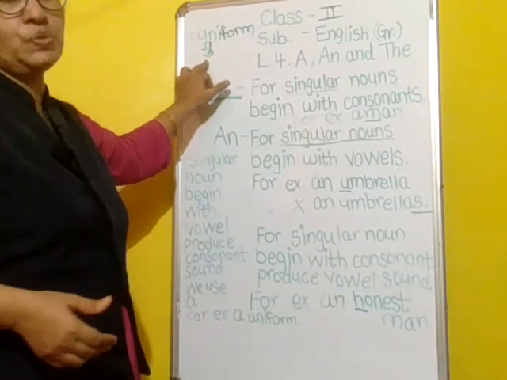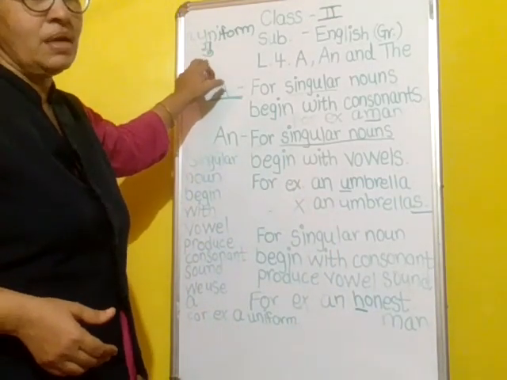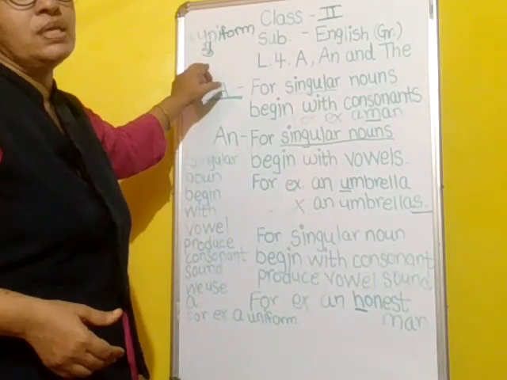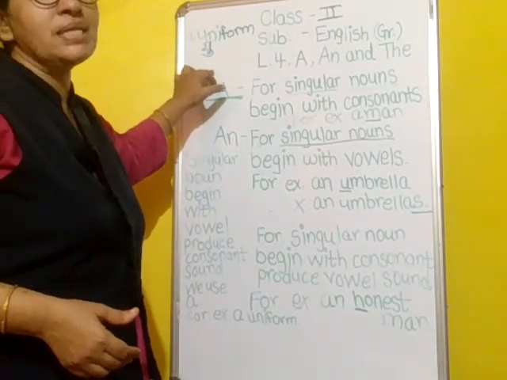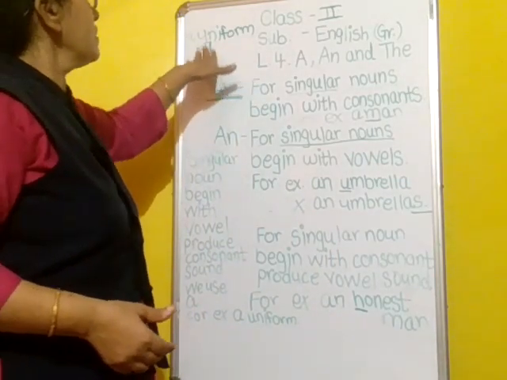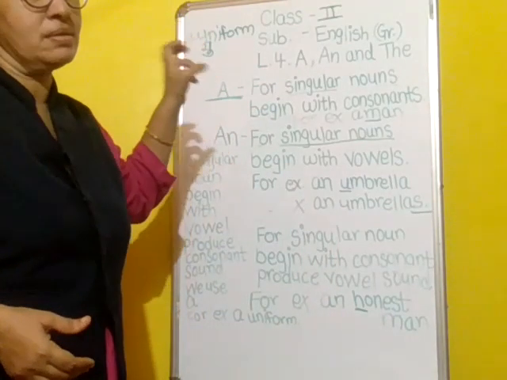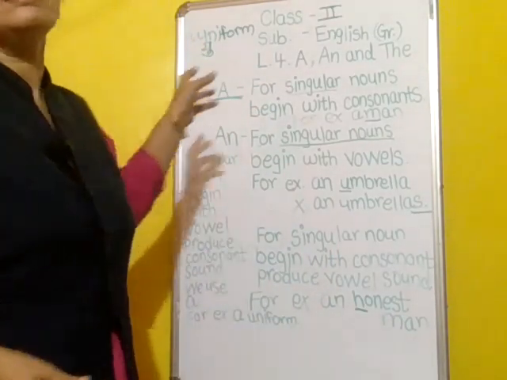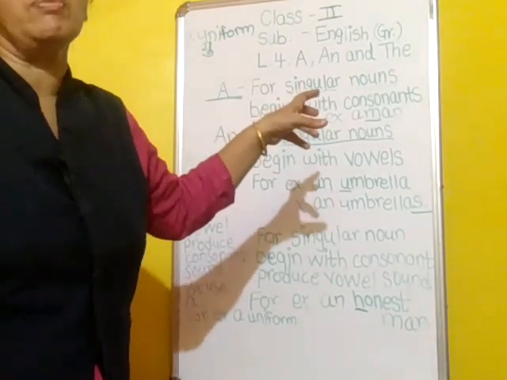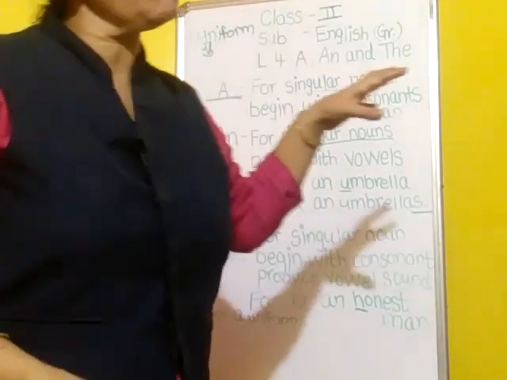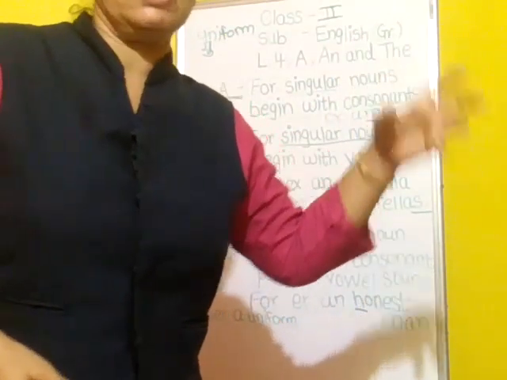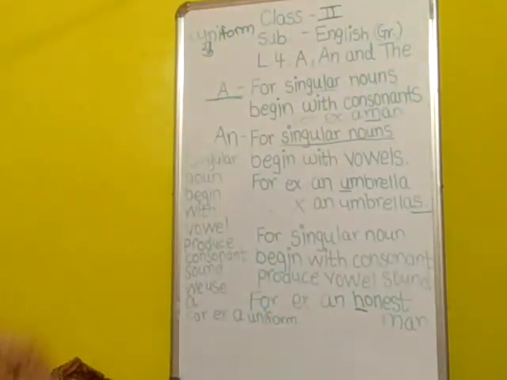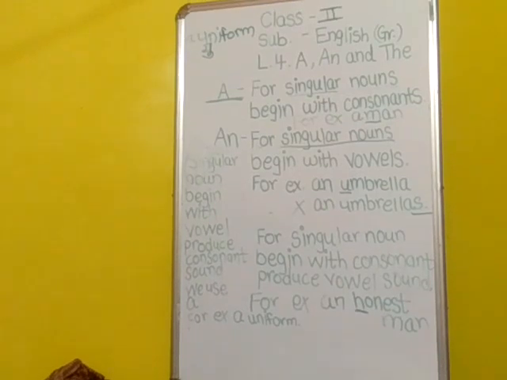This is U, the Y sound. Okay, this is not a vowel sound. It produces a consonant sound, and that's why uniform begins with U but you have to write "a" in front of uniform. Understood? A university, a uniform. We can't write "an uniform" and "an university". Okay, so children, I hope you understood the use of a and an.